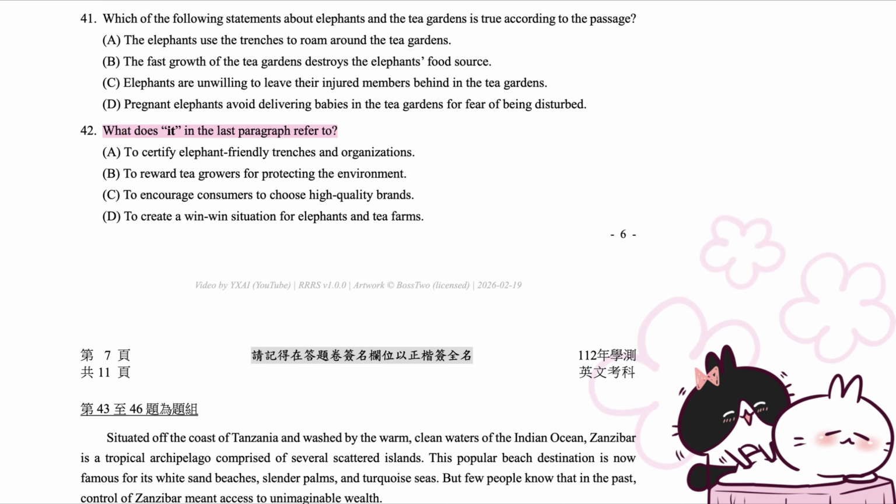42. What does "it" in the last paragraph refer to? A. To certify elephant-friendly trenches and organizations. B. To reward tea growers for protecting the environment. C. To encourage consumers to choose high-quality brands. D. To create a win-win situation for elephants and tea farms.